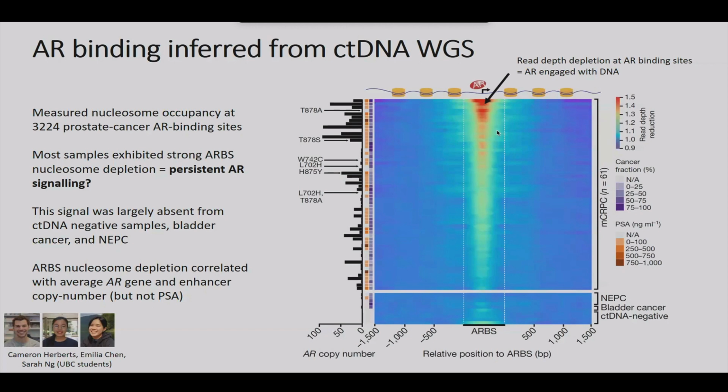So what this is telling us is that potentially, at the same time, we can find out the androgen receptor genotype. Is it amplified? Is it mutated? Is it rearranged? And also get a readout of whether the AR signaling pathway is active in that individual from the same bit of data.